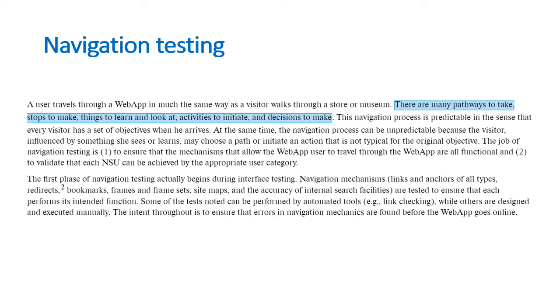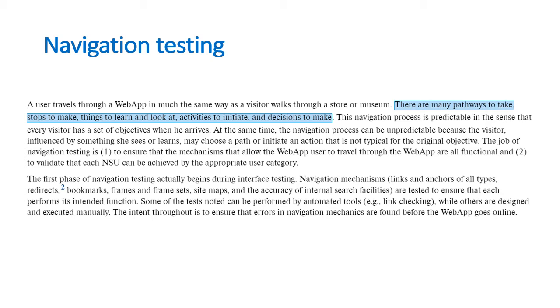So this navigation process can be predictable, in the sense that every visitor, when we come to a place, has a set of objectives that we want to accomplish when we arrive. But at the same time, this can also be unpredictable, because once we arrive, we can be influenced by anything that we see or learn. So we might choose a different path, or initiate a different action that is not typical to the original objective that we have set.